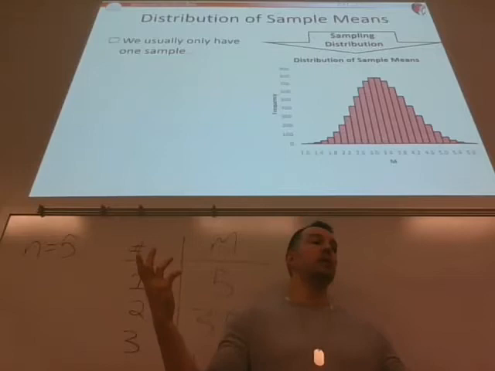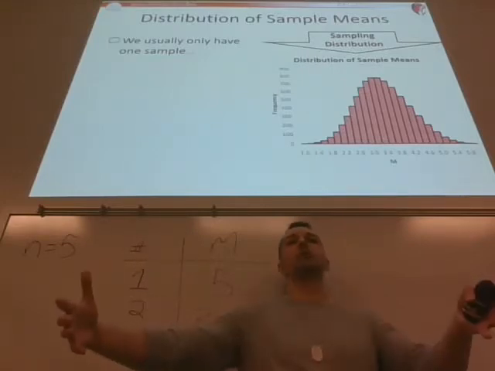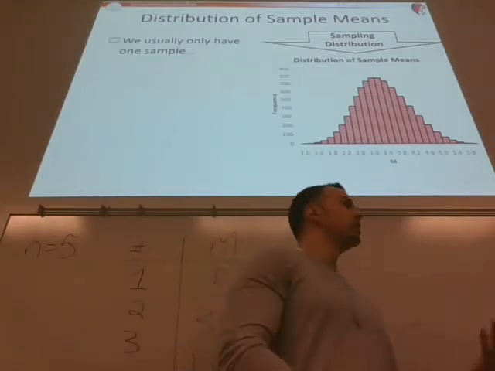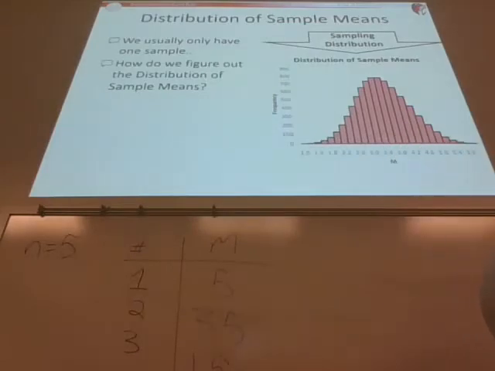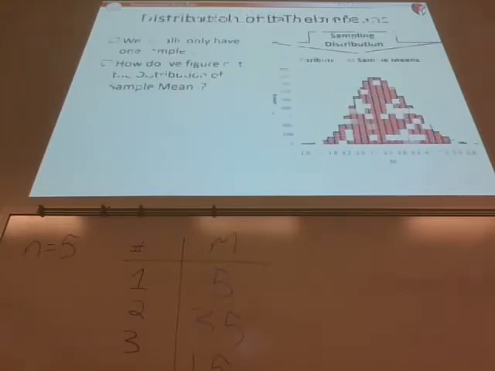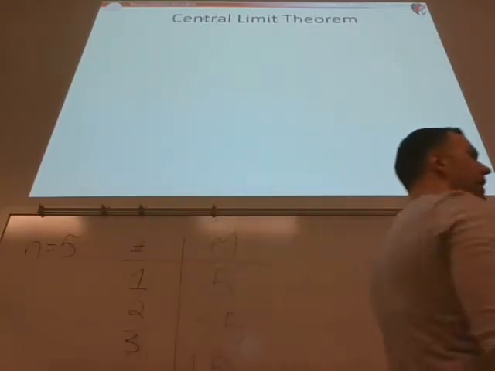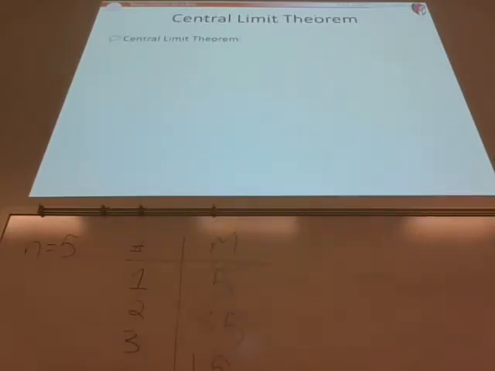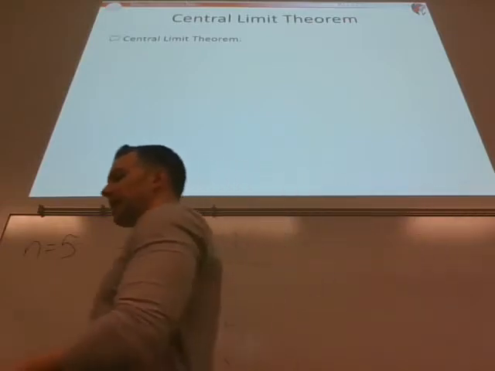Usually you only have the one sample, right? Oh, I ran 36 subjects. I have one sample. So what do we do? How do we get this distribution of sample means? Well, this is where we're going to end our look today, and it has to do with the central limit theorem. The central limit theorem is how we figure out this distribution of sample means, and it is very powerful. It is what makes psychology possible, and I'll show you that in just a moment.